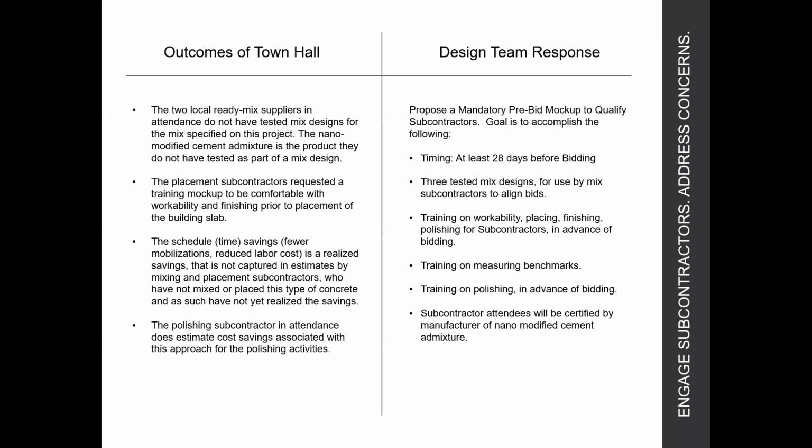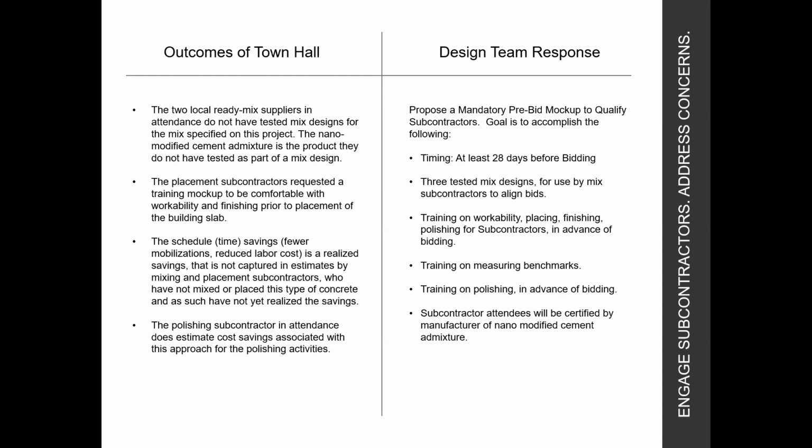So what we heard, we had ready mix suppliers in attendance. They said, we don't have any tested mix designs for the mix specified on this project. And the ingredient that we are unfamiliar with is this nano-modified cement admixture. So how can we bid it? How can we give you an estimate if we don't have a tested mix design?